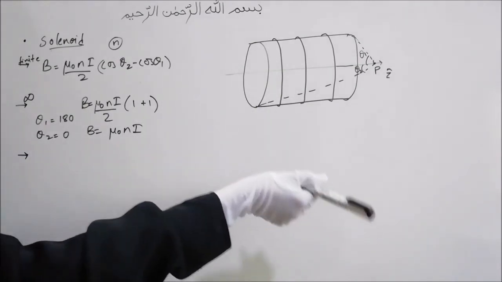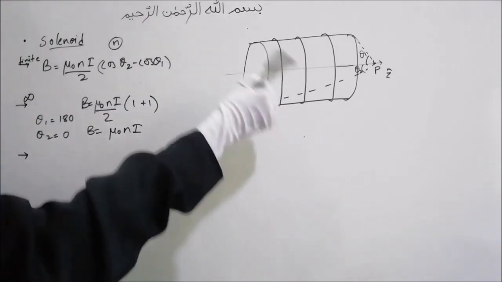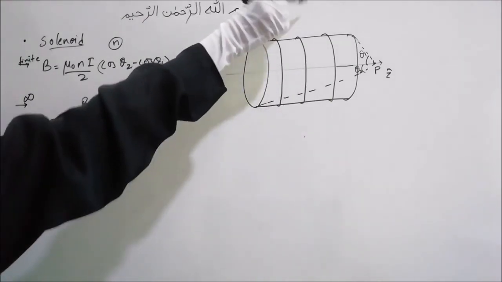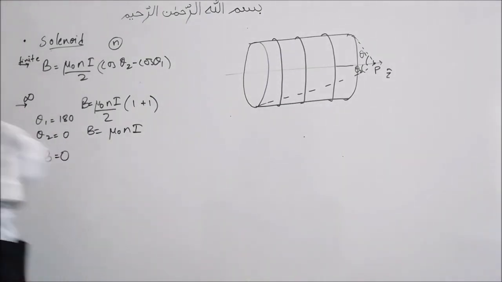Now outside the infinite solenoid, at any point other than the axis, like some point here, some point here, if this is an infinite solenoid, then at that point the magnetic field will be 0.